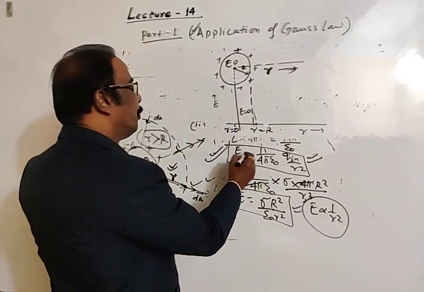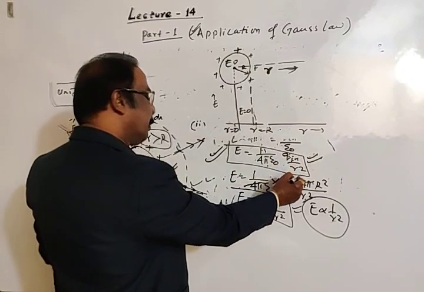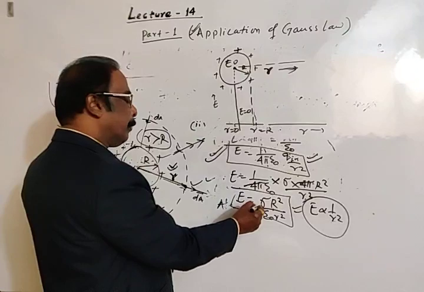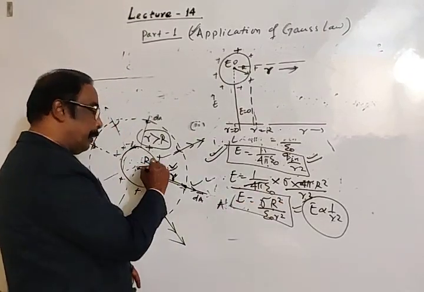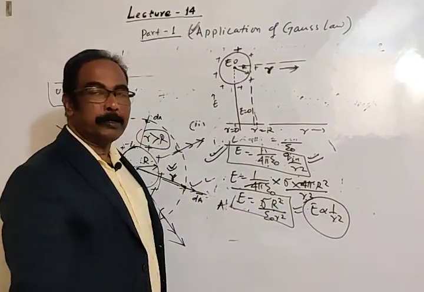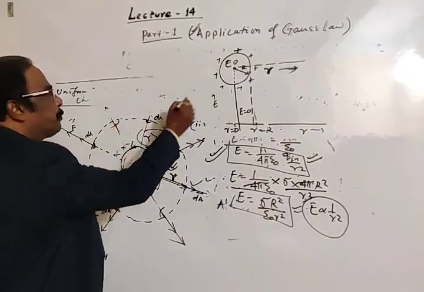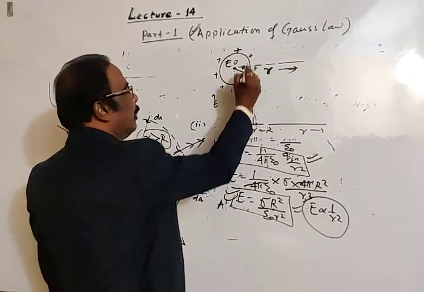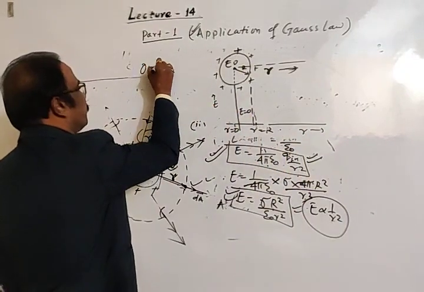electric field is 1 divided by 4 pi epsilon naught Q inside divided by r square, or you may use this formula: electric field is sigma, uniform surface charge density, into the square of the radius of the sphere divided by epsilon naught into r square. Electric field is inversely proportional to the square of distance. But on the surface of the sphere, this formula is valid for outside. On the surface, I am writing here.